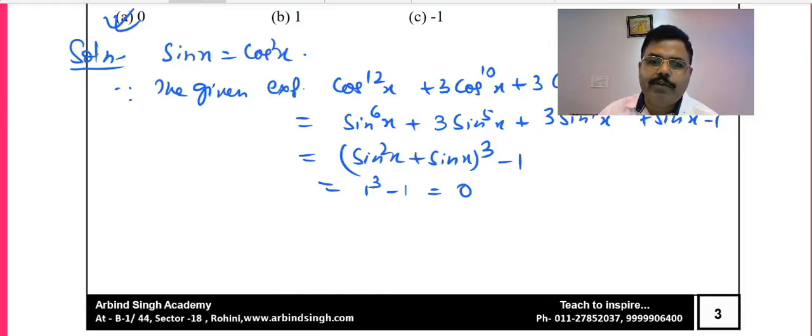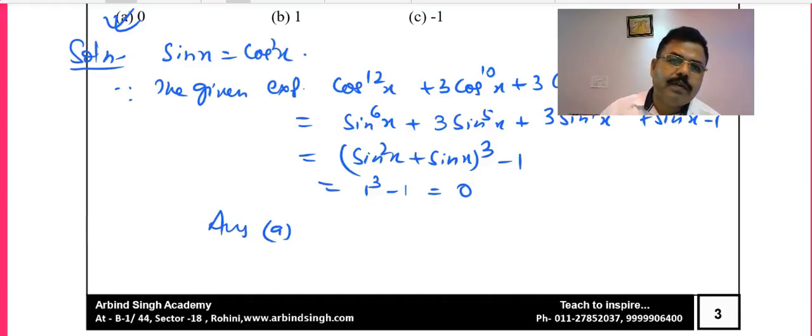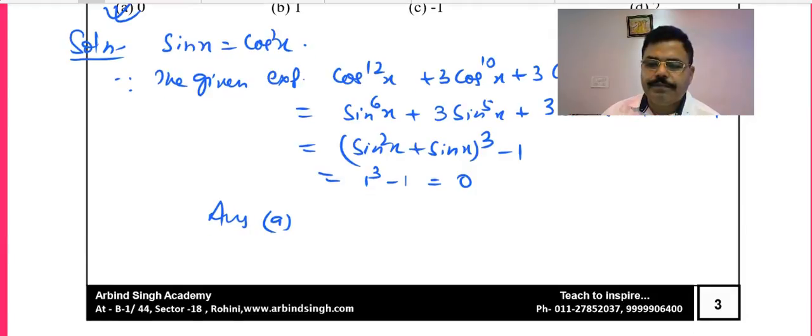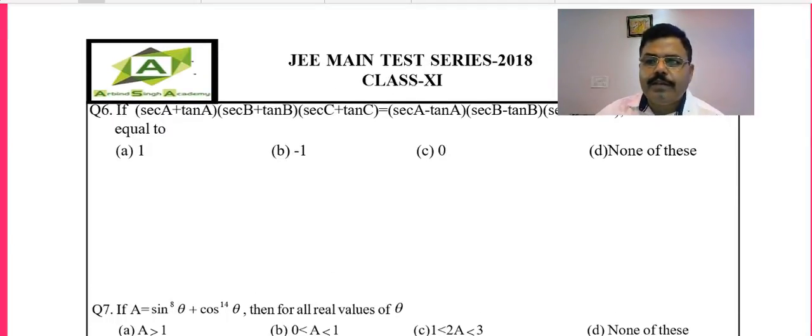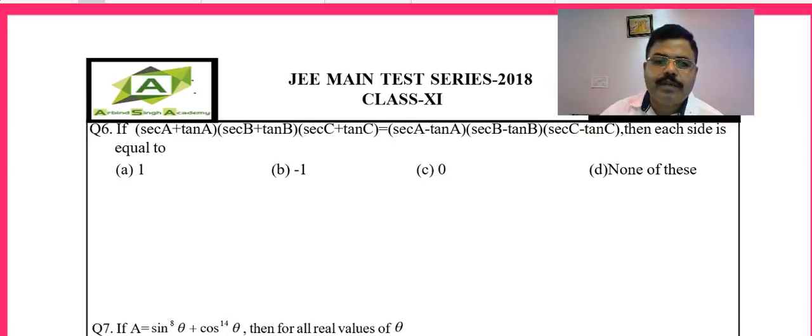This is a cube plus 3a square b plus 3ab square plus b cube. So we can write it easily. And now the answer is 0. So the answer is a. Now the next question is, here, this is also a good question and simple to understand.